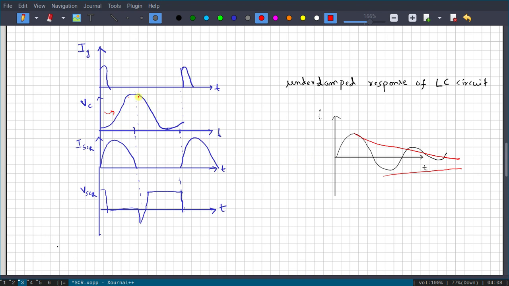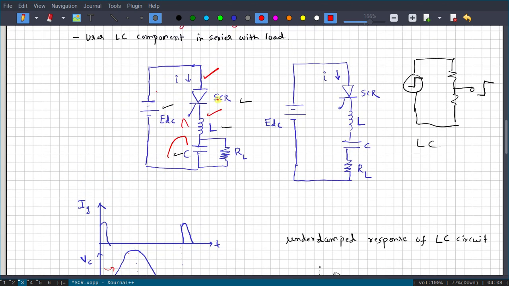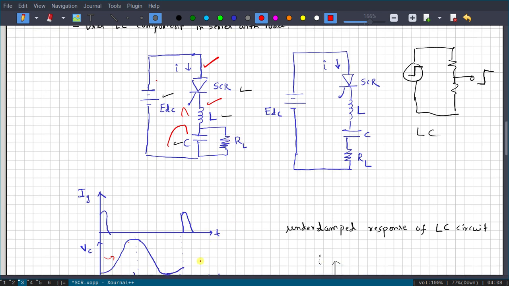You can see that when the SCR is not conducting, the capacitor is discharging and its voltage will reach 0. So the current will decrease through RL. The load resistor is used to discharge the deposited charge in the capacitor. Okay, so that is the response you will get.